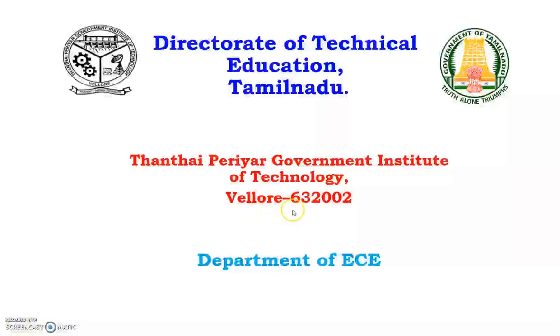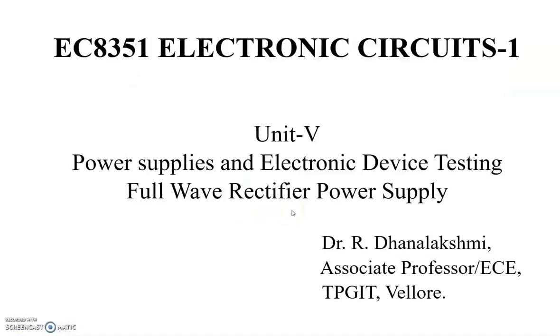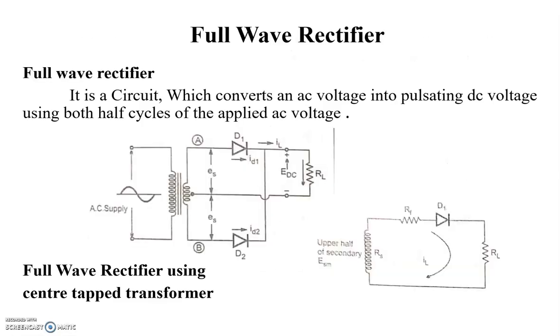Hello everyone. In this video lecture, let us discuss the topic full wave rectifier power supply under unit 5 of Electronic Circuits 1. So let us discuss what a full wave rectifier is. The full wave rectifier is nothing but a circuit which converts an AC voltage into pulsating DC voltage using both half cycles of the applied AC voltage.